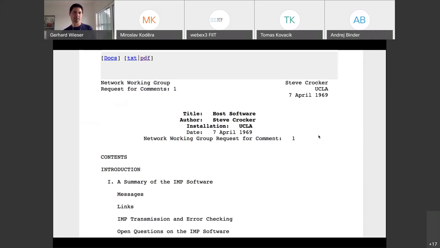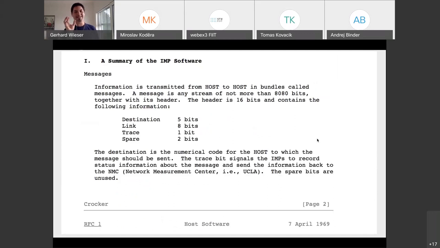And this is RFC 1. All of this stuff is publicly available. This basically talks about the IMP software. I just want to give you a sense: this is April 7, 1969. So obviously this is before the first packets were exchanged, because that was just the definition for it.